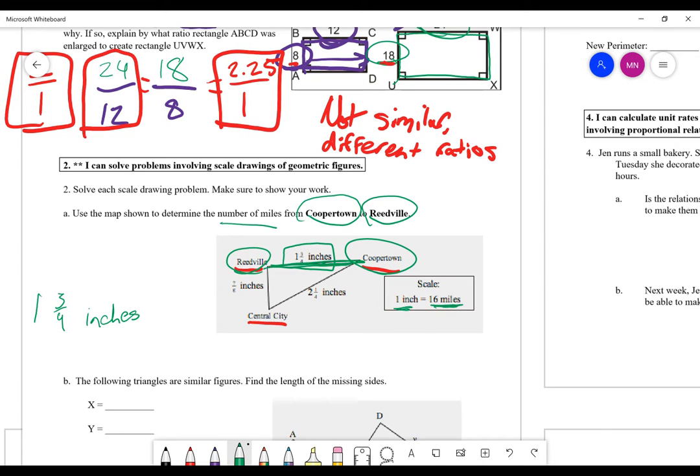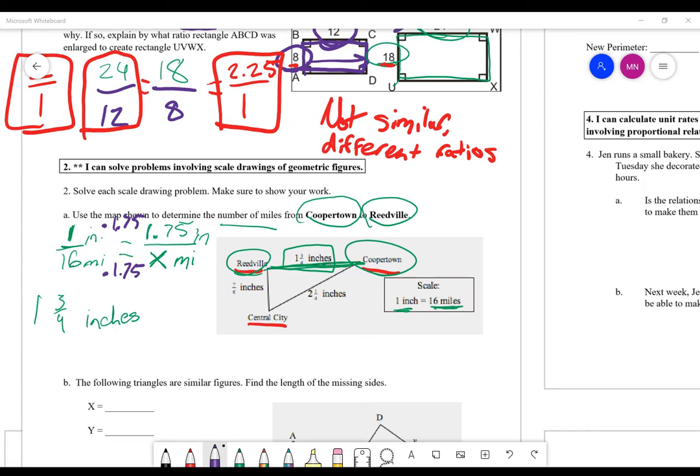Okay, so let's see. If 1 inch is 16 miles, so I've got my inches on top, my miles on bottom, then what would 1 3/4 inches be? I'm going to change this to 1.75. All right, how many miles would that be? So I'll put x in for that missing value. And so here, let's think about this. Well, I need to multiply 1 by 1.75 to get to 1.75. So I'm also going to have to multiply 16 by 1.75. And let's see what that equals.